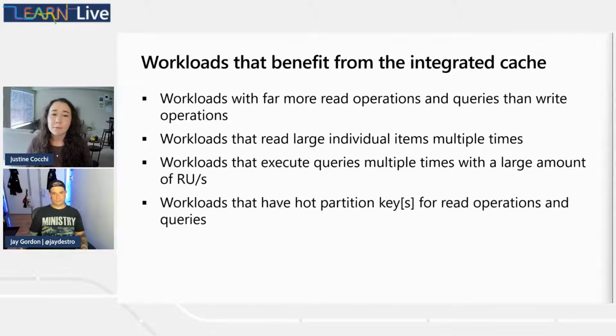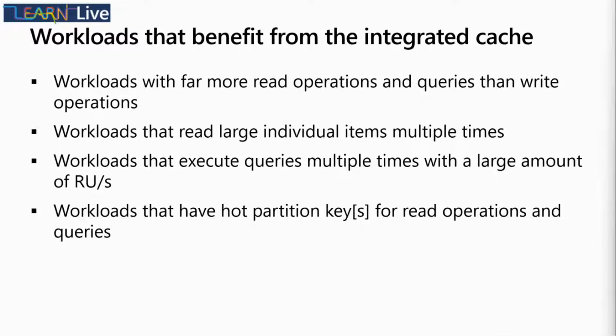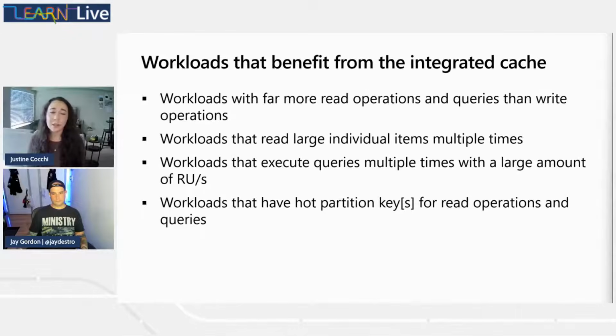Along with this, workloads that read large individual items multiple times will see more benefits than workloads that are reading small items. So in Cosmos DB, a 1 kilobyte point read is 1 RU. If you have larger documents, your RUs to read those documents will also increase. So if you're reading really large documents, instead of going to the backend and incurring all of those RU charges, if you can serve that request from the cache, you'll see much better RUs. It will actually be 0 if it's served from the cache.